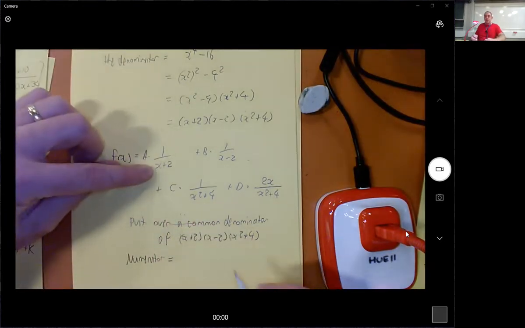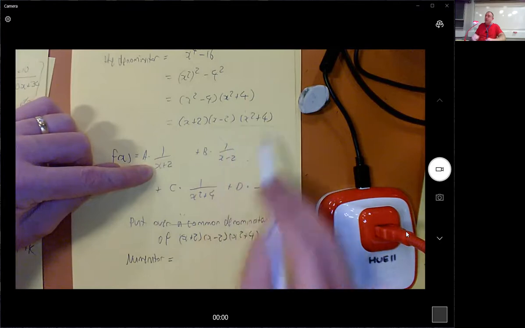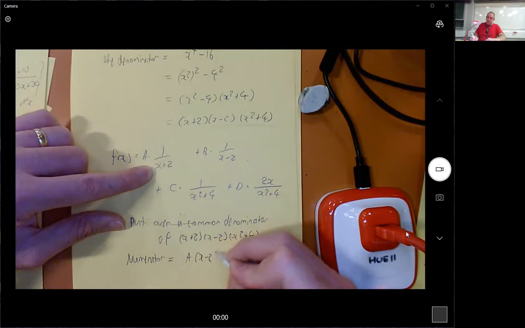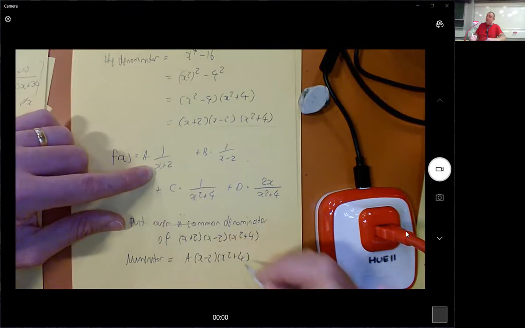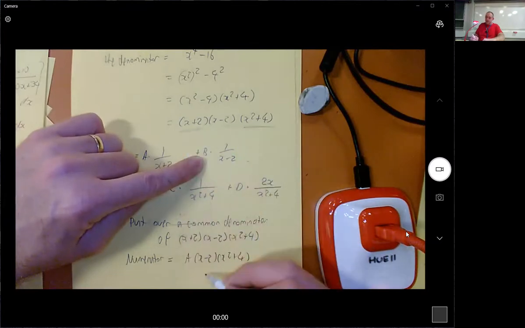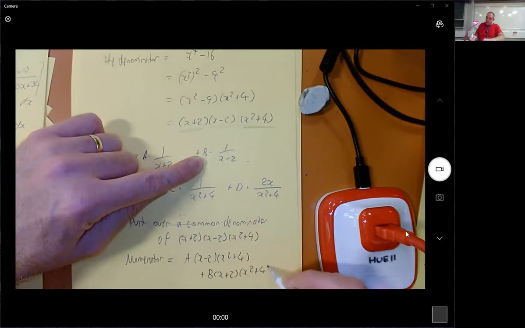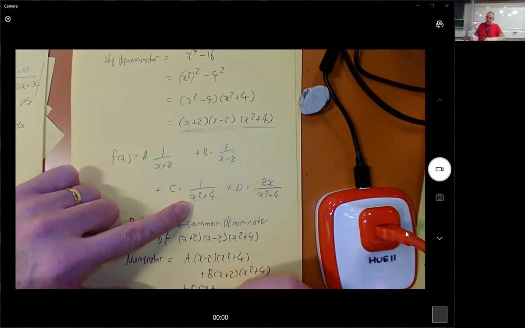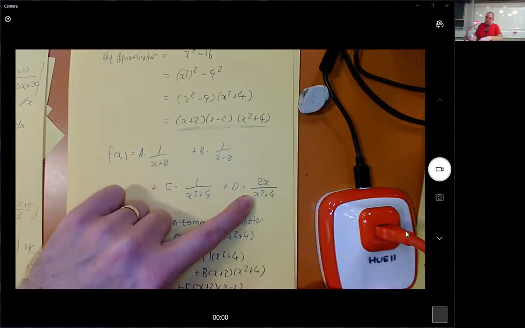So this one I'll have to multiply the top and bottom by x minus 2, x squared plus 4, because that's what's missing. So it will be a lots of x minus 2, x squared plus 4. This one I'll have to multiply by these two because that's what's missing. So it will be b lots of x plus 2, x squared plus 4. This one, this is what's missing. So it will be c lots of x plus 2, x minus 2. And this one, this is also what's missing. So it will be d times 2x times x plus 2, x minus 2.